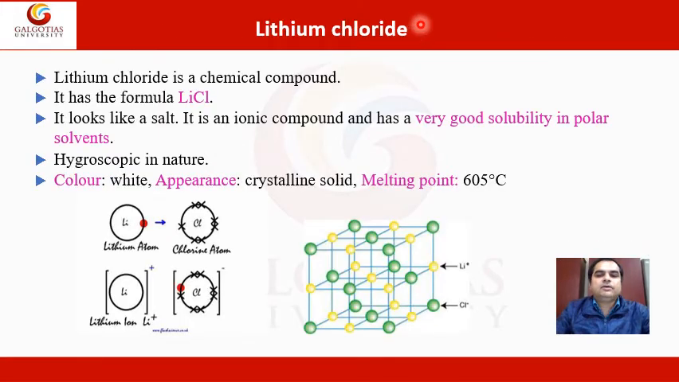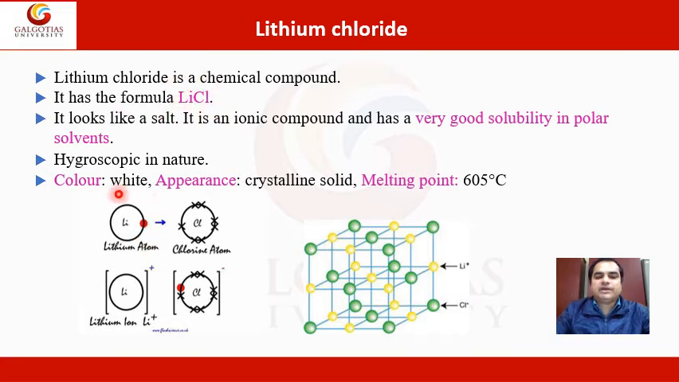Now let us come to the compounds of the group 1 element lithium. We have two important compounds of lithium, lithium chloride and lithium carbonate, that we will discuss on later slides. So what is lithium chloride? Basically, lithium chloride is a chemical compound with the formula LiCl, and here is how it is formed.